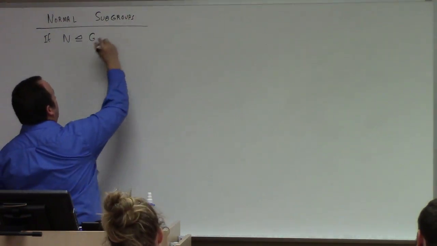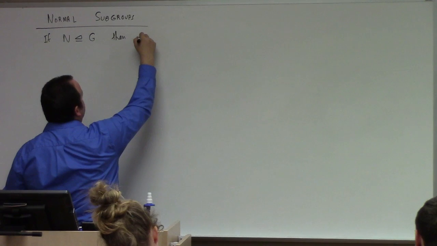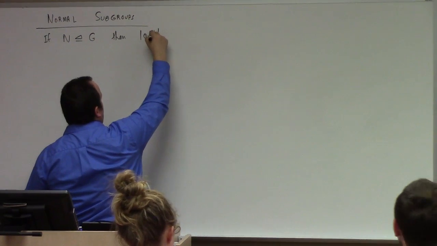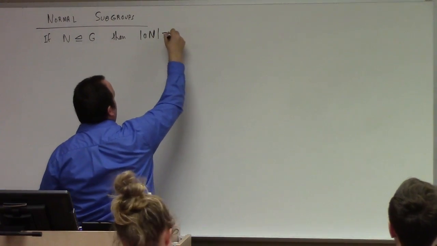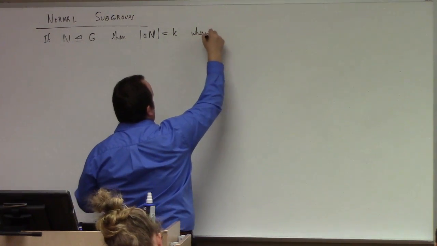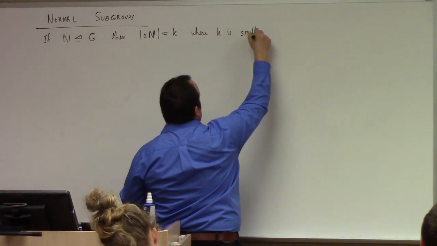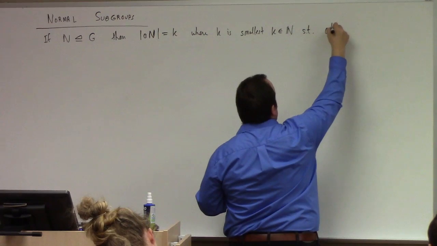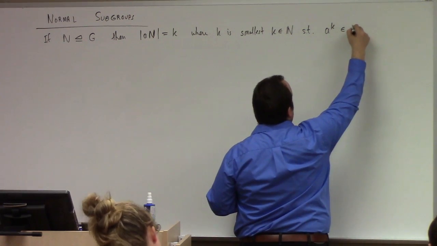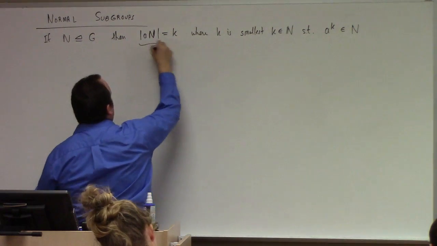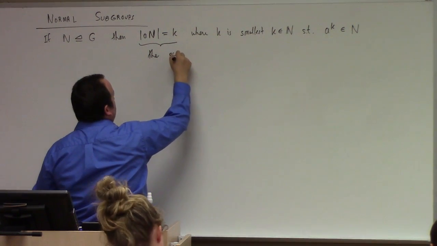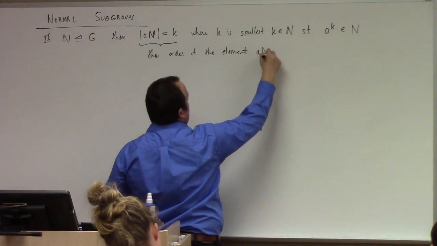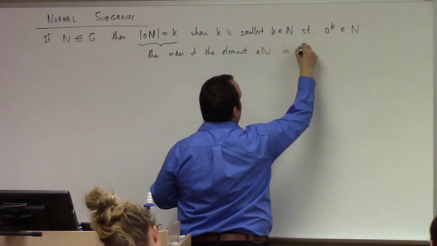If N is a normal subgroup of G, then the order, and here's an unfortunate place where we run into trouble with notation, the order of AN is equal to K, where K is the smallest positive integer such that A to the K is an element of N. So here I'm actually talking about the order of the element AN in G mod N.